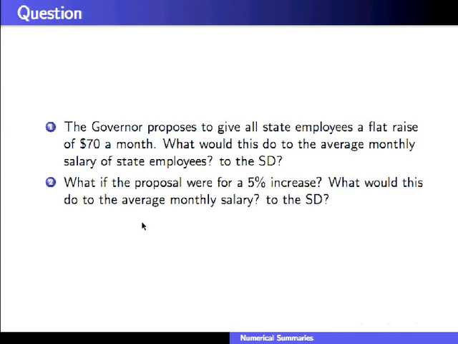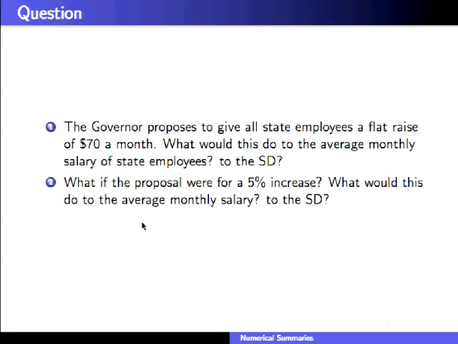The SD is nothing. Yes, it's a shift of $70, so it doesn't change the shape. The mean would go up by 70. That's right. So the average goes up by $70, and the spread about it doesn't change.